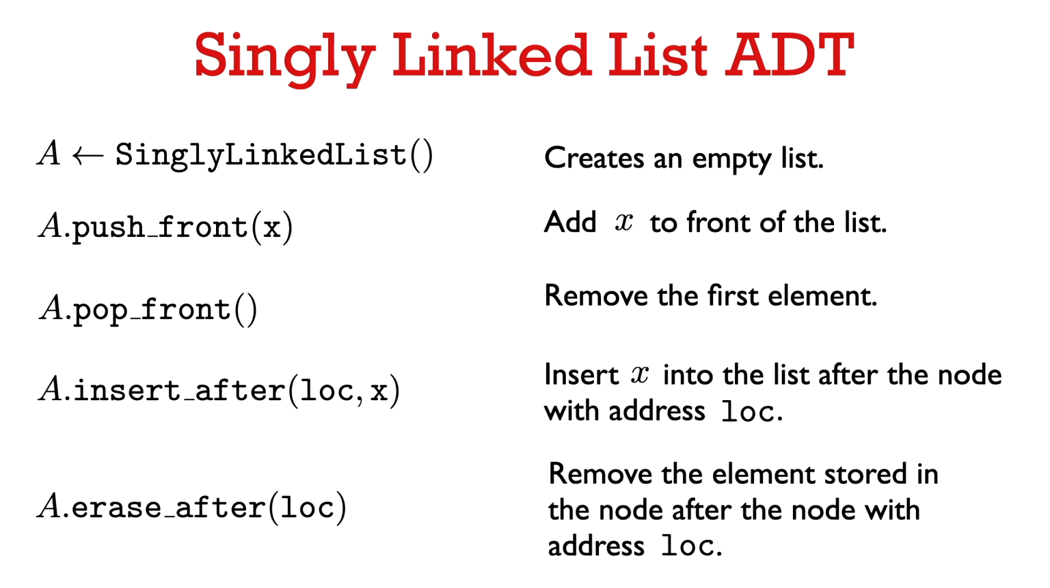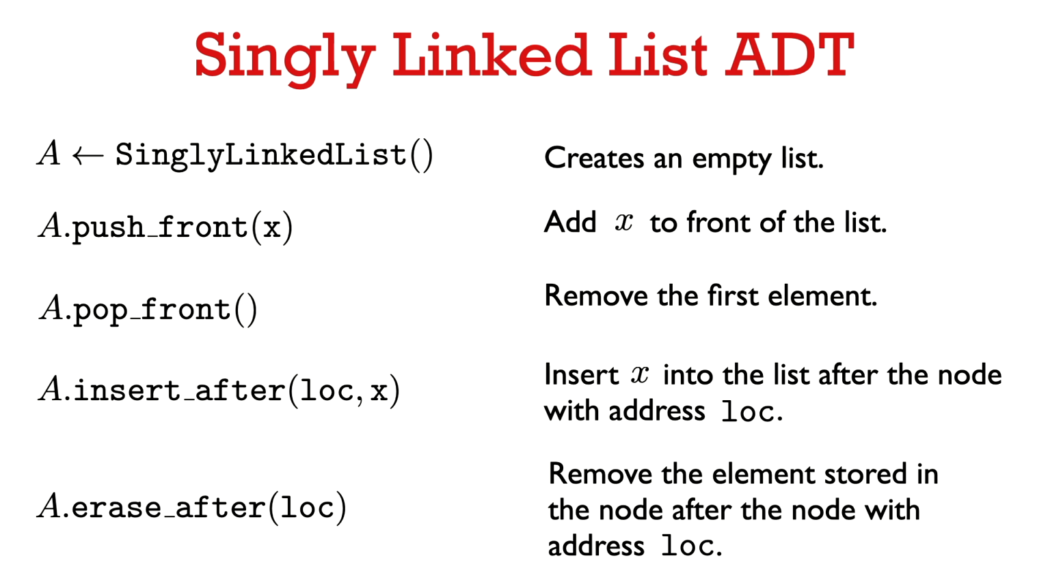Now that we know something about how linked lists are implemented, let's go over the abstract data type for a singly linked list. I'm going to follow the abstract data type for a singly linked list that's in the C++ standard library. In the C++ standard library, there's an implementation of a singly linked list that's called forward list. You can add an element to the front of the list and remove the first element of the list. So with the operations push front or pop front. And given the address of a node, you can insert a node after that node or remove the node after that node. Those are the operations insert after and erase after.